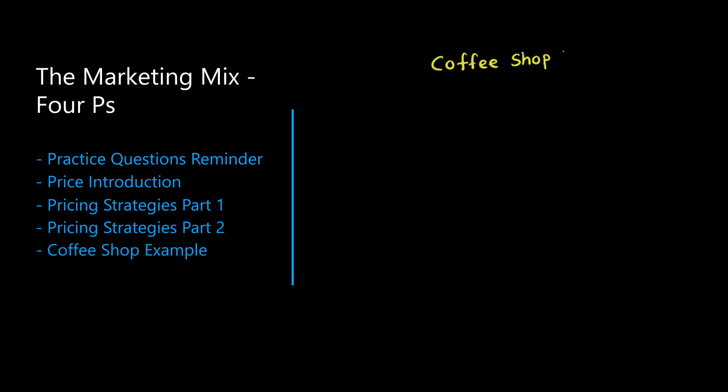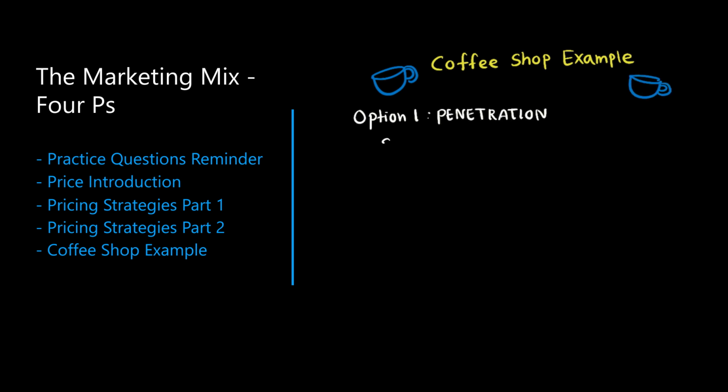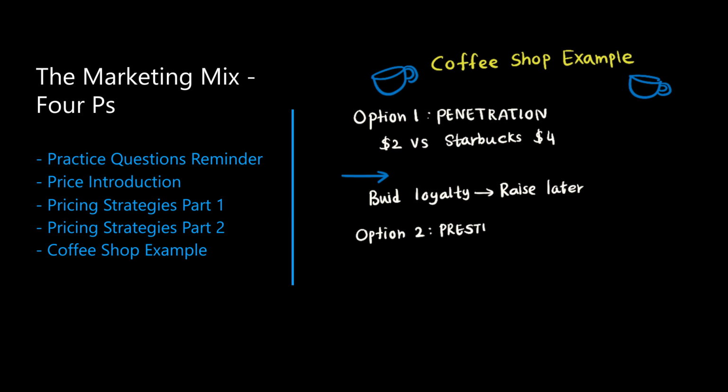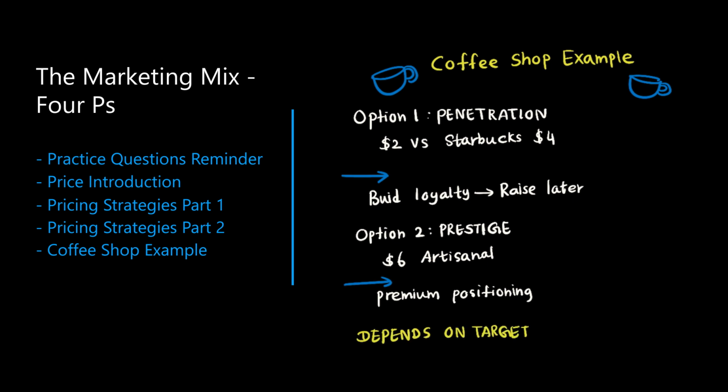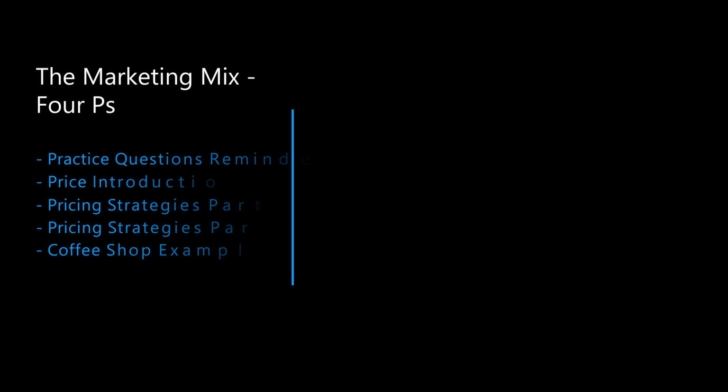Here's a practical example. A new coffee shop opens next to Starbucks. They could use penetration pricing, charging $2 for coffee that Starbucks sells for $4 to attract customers and build market share. Once established with loyal customers, they might gradually raise prices. Alternatively, they could use prestige pricing, charging $6 for specialty coffee positioned as artisanal and exclusive. The choice depends on their target market and overall strategy.